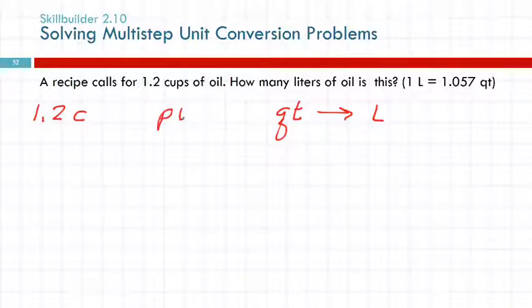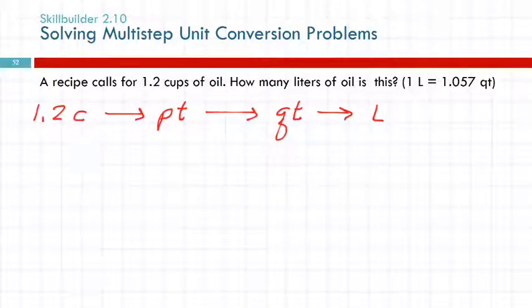So a pint is in the middle here. There are 2 cups in a pint, and there are 2 pints in a quart, and then there's 4 quarts in a gallon. Quart like quarter. It's a quarter gallon. So that's something you may have needed to look up.